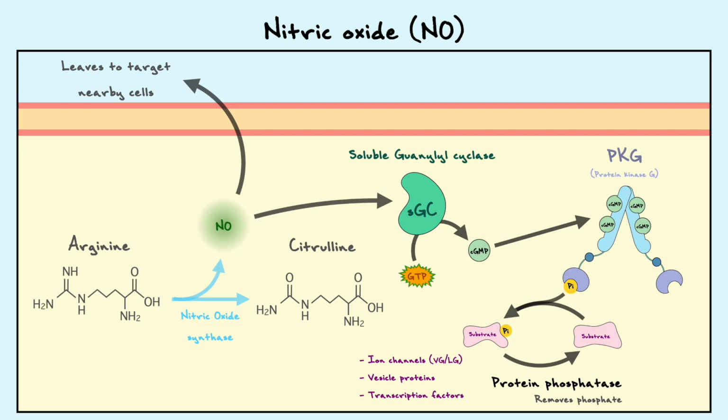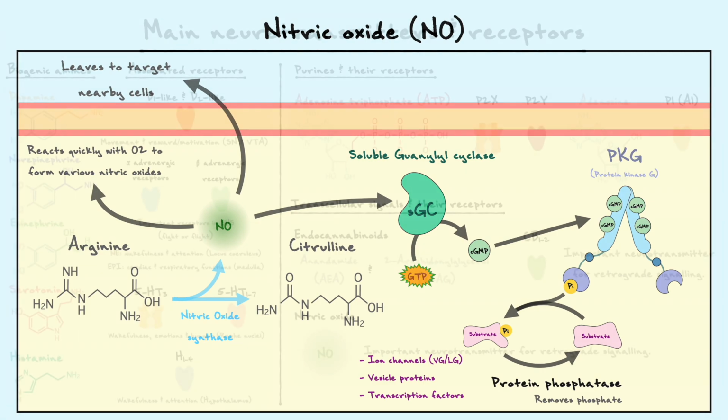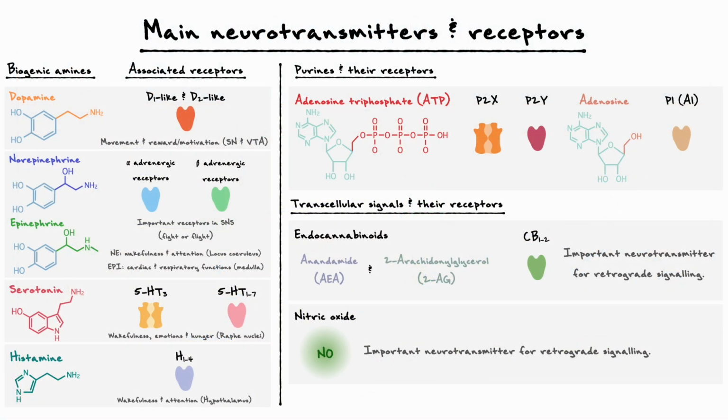It is a very reactive gas and ends up reacting with oxygen to produce various nitrogen oxides that are inactive. In summary, transcellular transmitters are said to be unconventional because they are not released in vesicles by exocytosis, but instead they cross the membrane directly to affect other cells, thereby acting as retrograde transmitters.